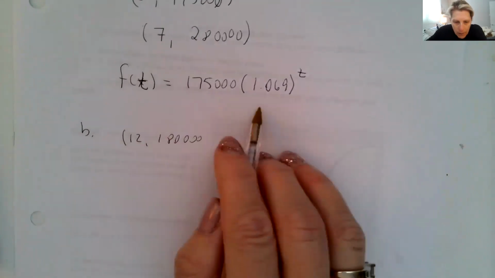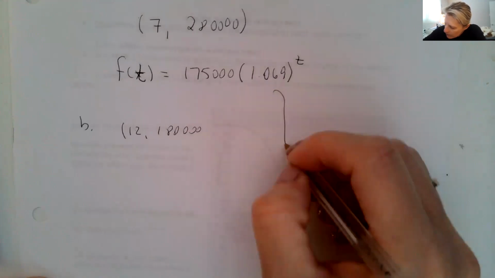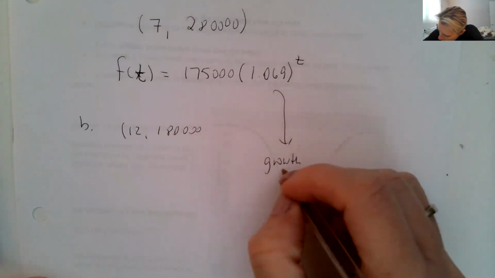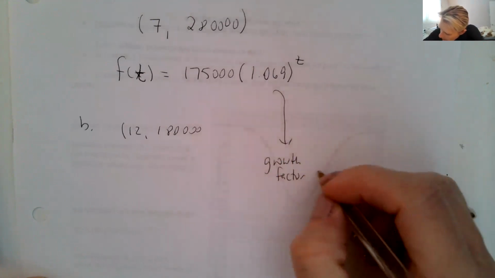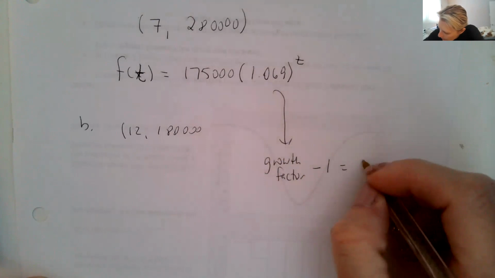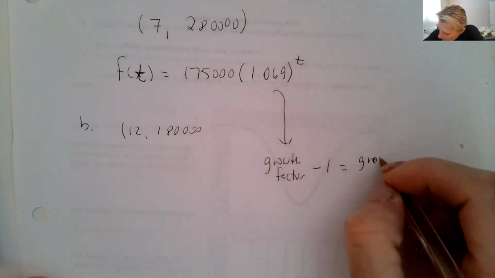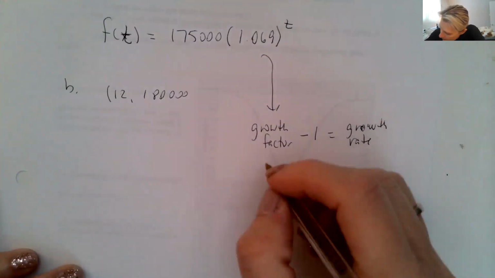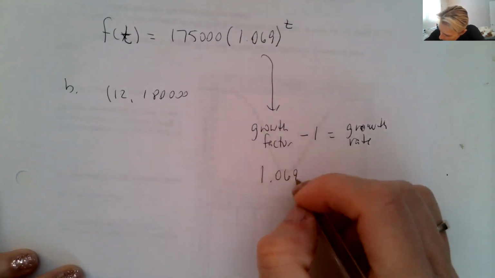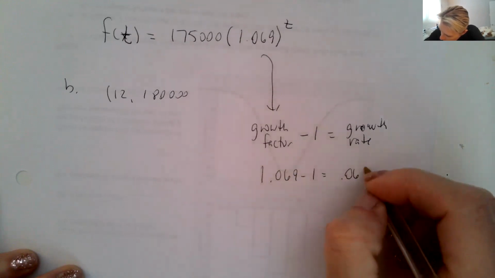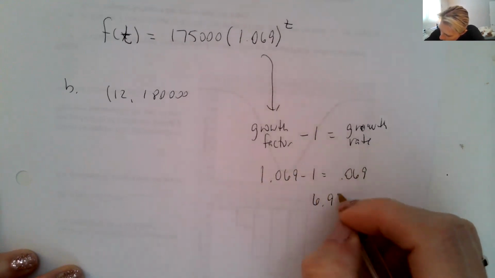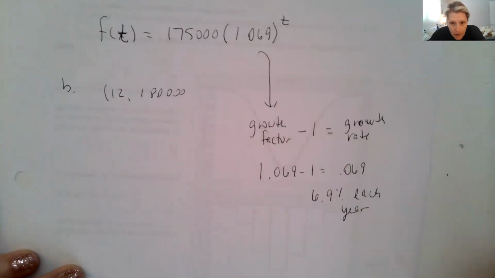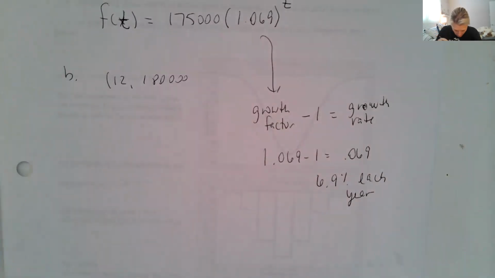So this is the model we came up with. This is our growth factor. If you take the growth factor and subtract 1, you get the growth rate. So if we say 1.069 minus 1, we get 0.069, which means that it's growing 6.9% each year. Exponentially, right? That's a percentage growth.